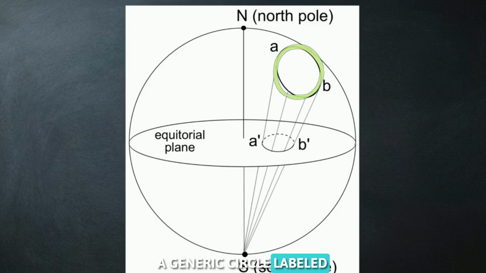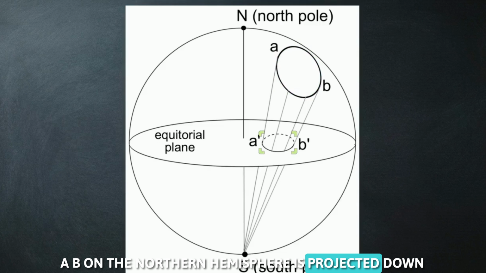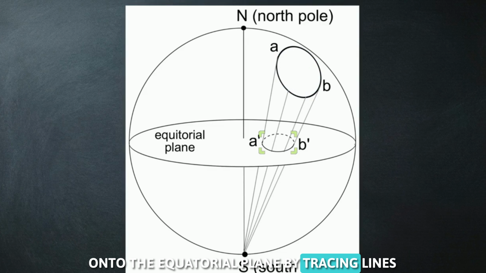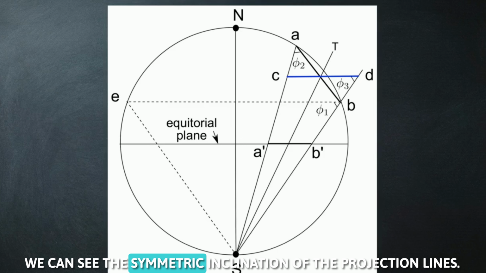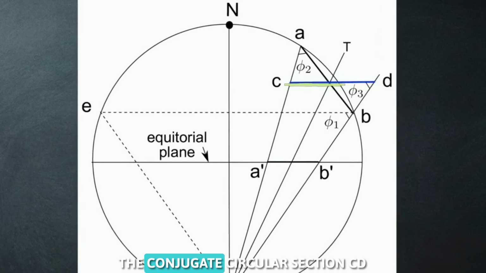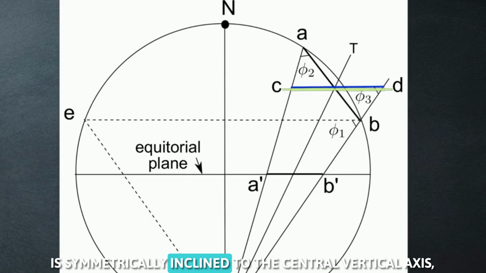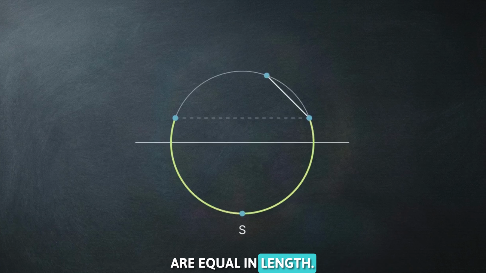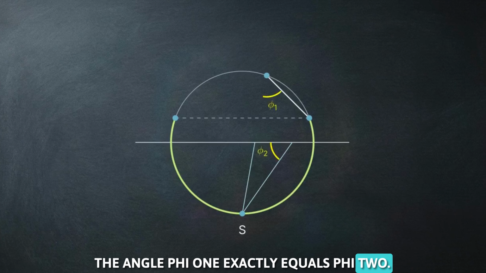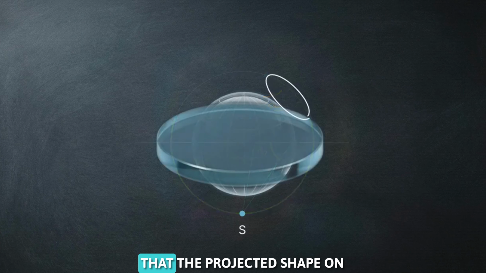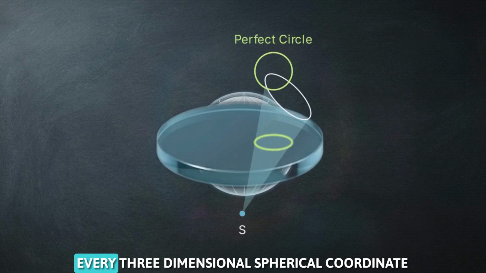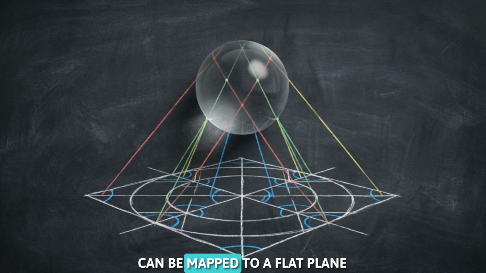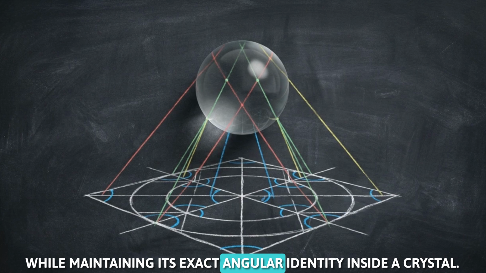A generic circle labeled AB on the northern hemisphere is projected down onto the equatorial plane by tracing lines originating from the South Pole. Looking at the geometric cross-section, we can see the symmetric inclination of the projection lines. The conjugate circular section CD is symmetrically inclined to the central vertical axis. Because the arcs running down to the South Pole are equal in length, the angle phi1 exactly equals phi2. This geometric relationship ensures that the projected shape on the equatorial plane is not warped into an ellipse, it remains a circle. Every three-dimensional spherical coordinate can be mapped to a flat plane while maintaining its exact angular identity.